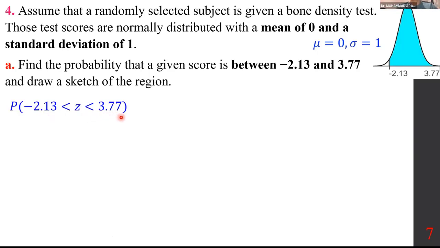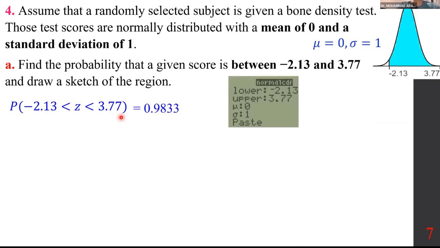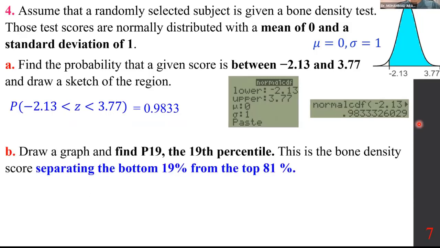And at this point, it is up to you whether you use a table or technology. So as an example, if you use the technology in this format, the lower number, negative 2.13, you put here for normal CDF. The upper value is 3.77, mu is 0, sigma is 1, and there you have it, of course with many more decimals. You decide how many decimals you need. If they don't ask for a specific number, 1 decimal is not good enough. You want to put at least 4 or 5 or more.